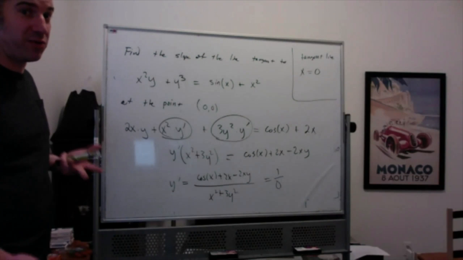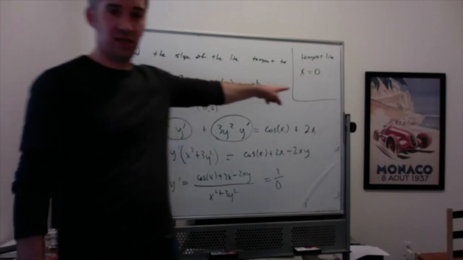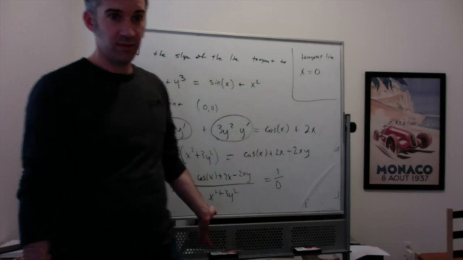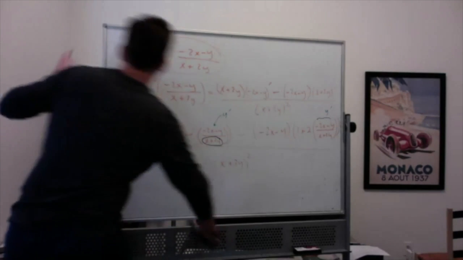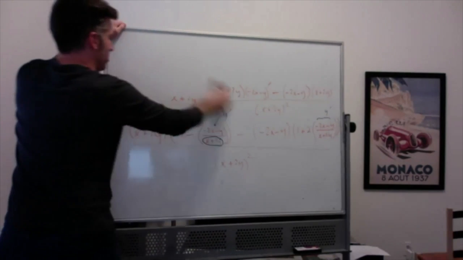And so if you get 0 equal to 1, it actually means you're in this situation where you have a vertical tangent line. On the other hand, let's do another example. One that is not so terrible.